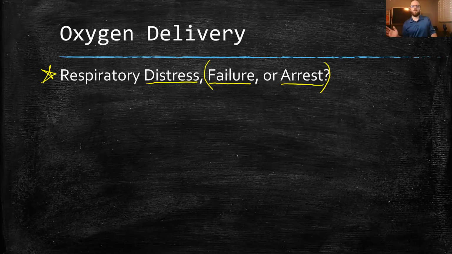Respiratory failure is when they're still breathing, but they're not breathing adequately for life. So maybe that patient is breathing 4 times a minute and shallow. Well, they're still breathing, but nobody's going to survive on 4 breaths a minute, shallow, for very long. So respiratory failure is no longer adequate for life.